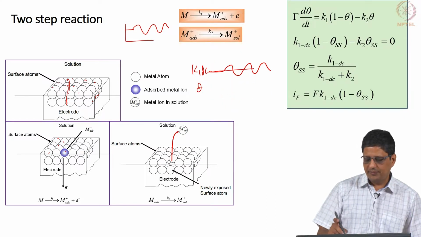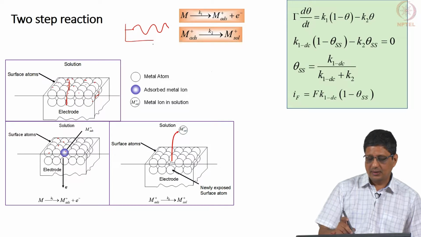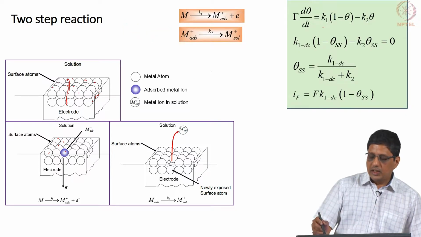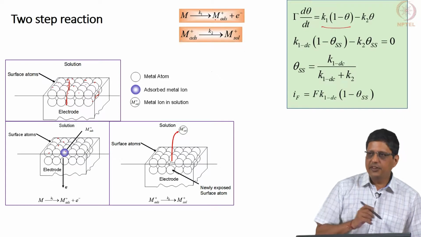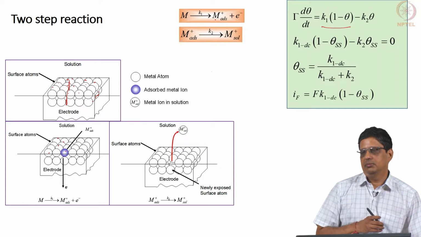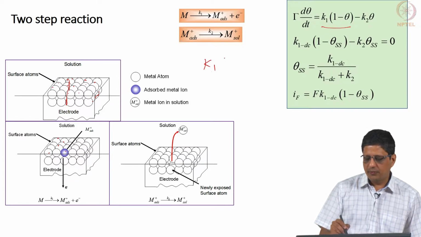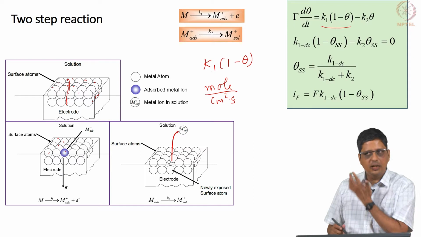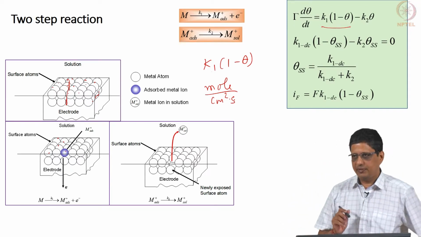Sir, can you repeat what K1 into 1 minus theta represents? Is it the number of electrons transferred? K1 into 1 minus theta tells the rate of the first reaction. Yeah, like in units, what does it represent? It is moles per square centimeter per second. K1 1 minus theta, theta does not have units. Okay, it is same as the chemical reaction, moles per centimeter square second. So, K1 1 minus theta represents the rate of the first reaction.